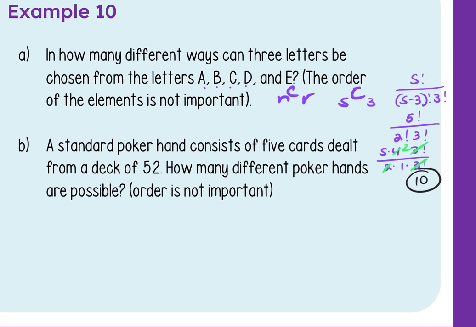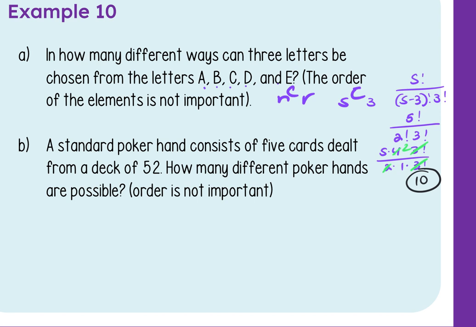All right, B: a standard poker hand consists of 5 cards dealt from a deck of 52. How many different hands are possible? So literally what's in your hand, you are not worried about which is card 1, which is card 2, which is card 3, right? If you literally picture playing cards, you can arrange them in any way. It doesn't matter what order they're in. So this is what? Combination or permutation? Combination. How many different poker hands are possible?